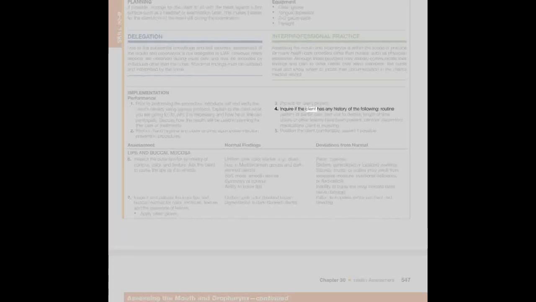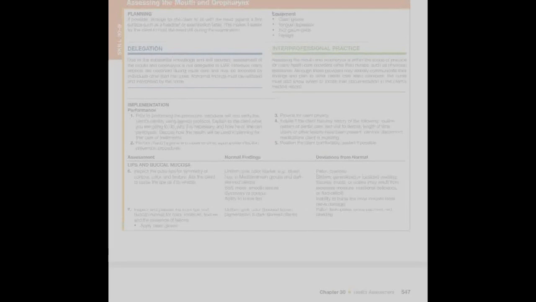4. Inquire if the client has any history of the following: routine pattern of dental care, last visit to dentist, length of time ulcers or other lesions have been present, denture discomfort, medications client is receiving. 5. Position the client comfortably, seated if possible. Assessing the mouth and oropharynx. Skill 30-9.